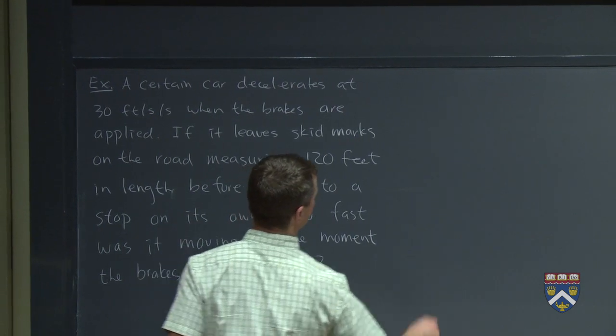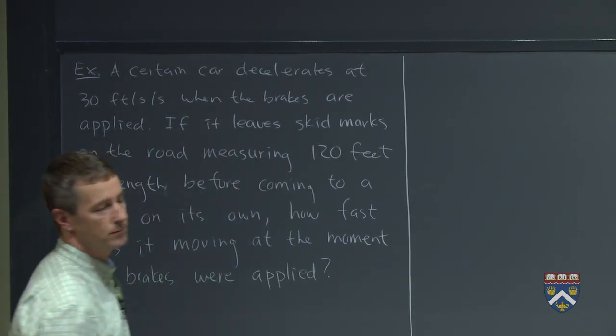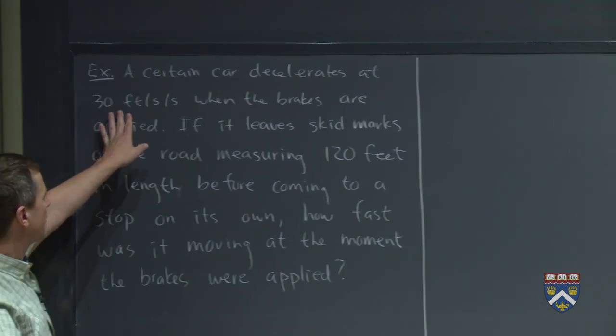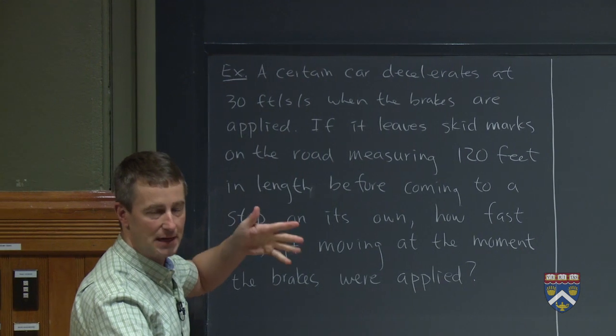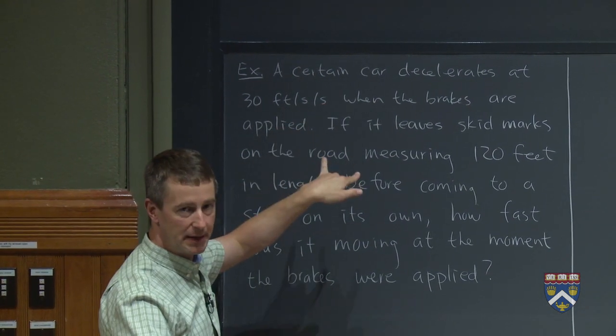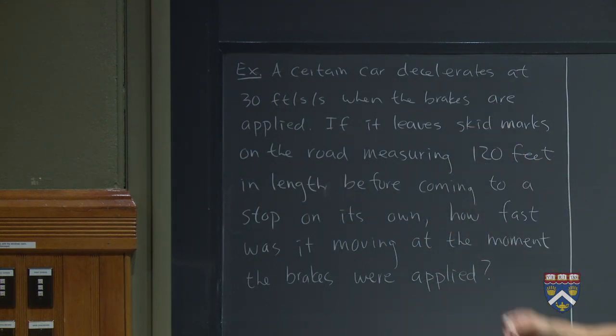So this is different than any one that we did back in week 4. We also did then something with a car driving. So a car can decelerate at 30 feet per second per second. That's how it slows down. In other words, with every second that passes, its speed decreases by 30 feet per second when you put the brakes on.